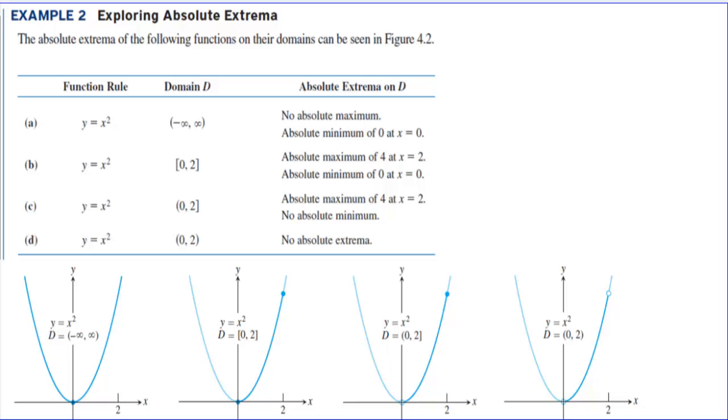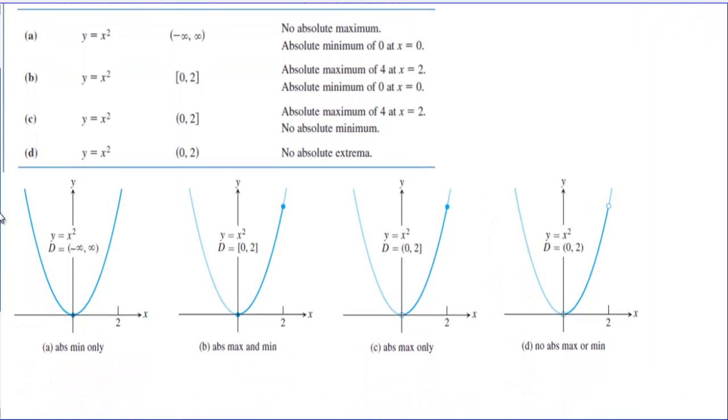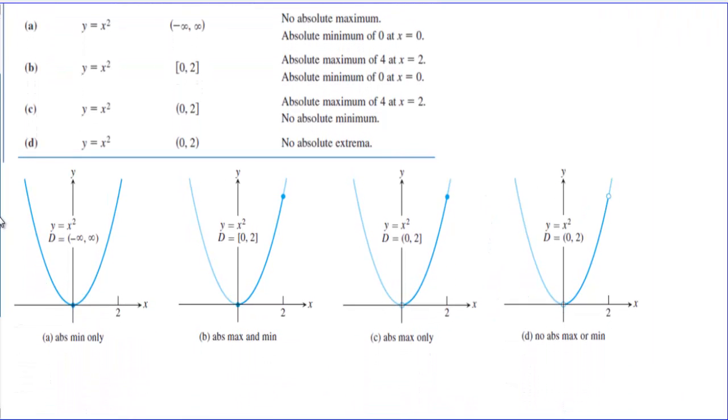Exploring absolute extrema. The absolute extrema of the following functions on their domains can be seen in figure 4.2. Let's look at y equals x squared, and what if the domain we were looking at was negative infinity to infinity? Then we would have a minimum value of 0 at x equals 0, and there would be no maximum value because this would be going up forever, so no maximums.